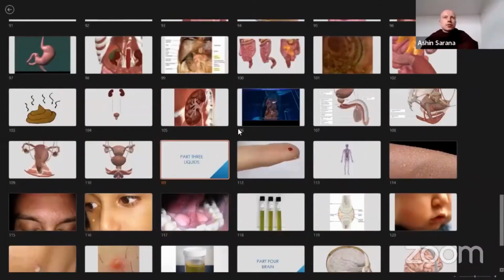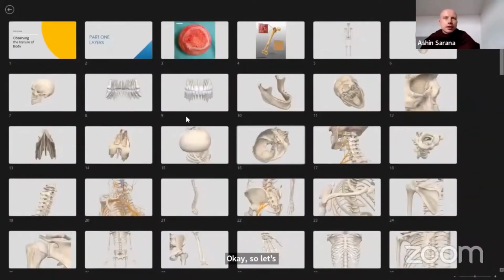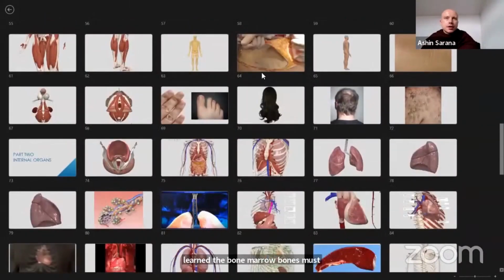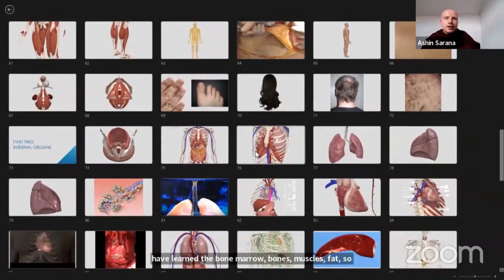Okay, so let's recapitulate a little. So yesterday you have learned the bone marrow, bones, muscles, fat, skin, hair and body hair.